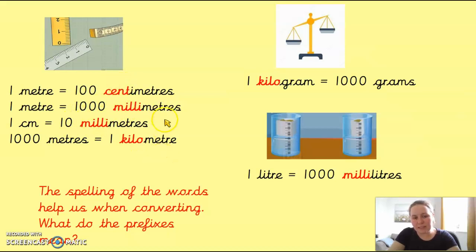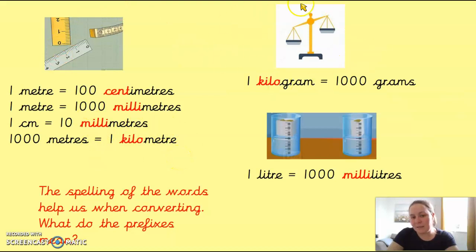We've also got some other prefixes that can help us. The prefix milli means 1,000, like millennium, and the prefix kilo also meaning 1,000. So, we've got 1 metre is 100 centimetres, 1 metre is 1,000 millimetres, and therefore 1 centimetre is 10 millimetres. Think about your ruler where you've got centimetres, you've got 10 little intervals between each centimetre, and they are millimetres, so they are tiny. And then if we go larger, 1,000 metres is 1 kilometre.